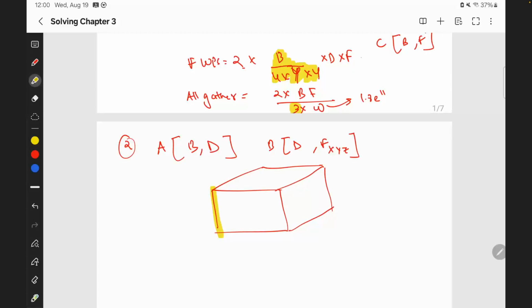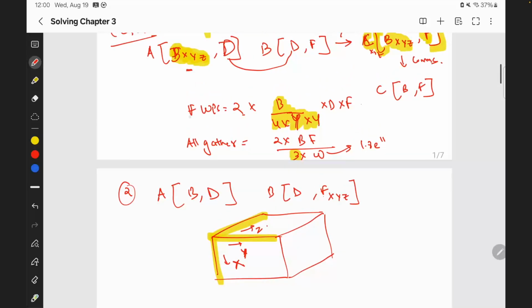We have 4 axes, and we are gonna shard F across all these axes: X, this is Y, and this is Z. We are going to shard f across these three axes. And if you see here, this is very similar to what we have here. So the calculation would be very similar.